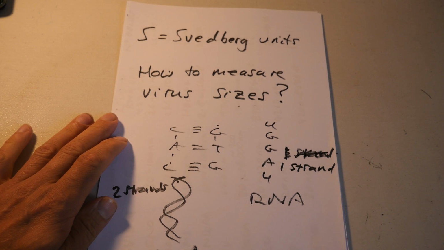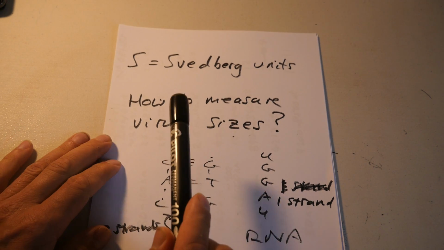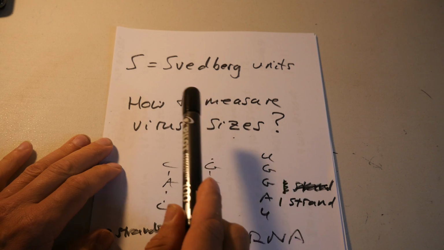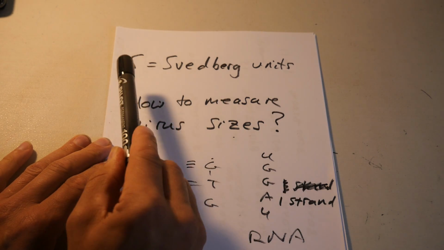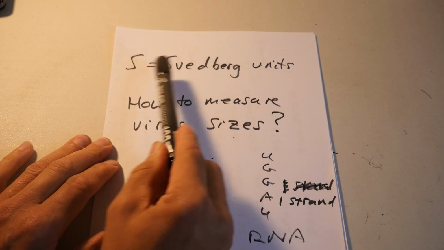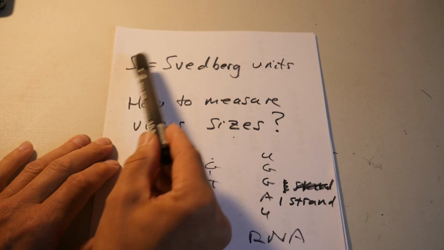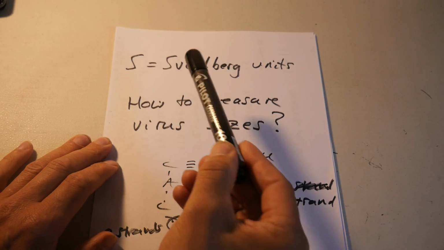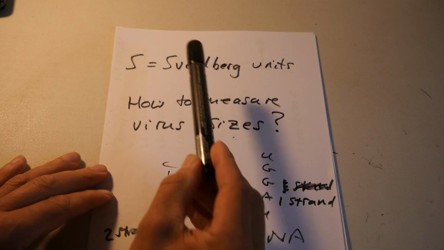I want to talk about how you measure virus sizes. The correct way of doing it is to use something called Svedberg units. Svedberg, which is given the symbol S, is a measure of how a virus is diffused through water. But I'm not going to talk about this because it's too complicated for these videos. It has to do with centrifugation.